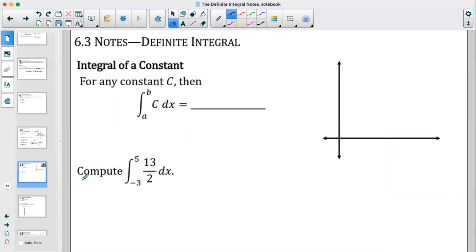Okay, what if the function is a constant though? A constant. Right. I think about that as a function. It's like the function y equals c. And y equals a number, a constant, is always just a horizontal line starting at c.